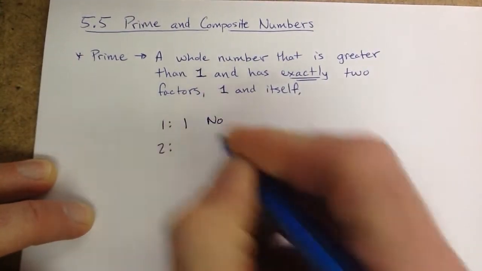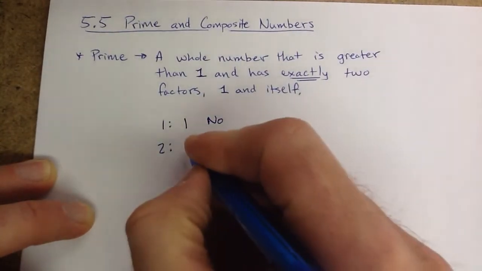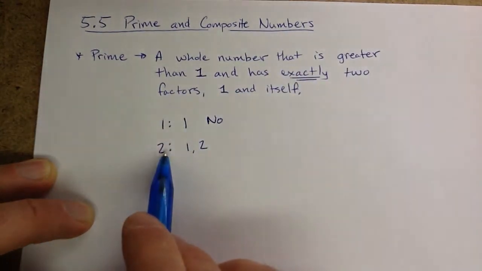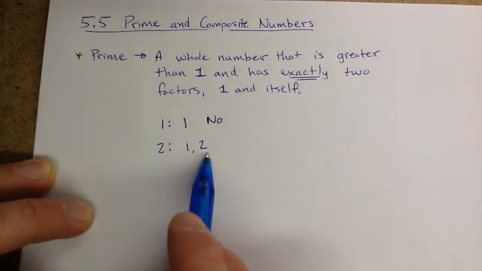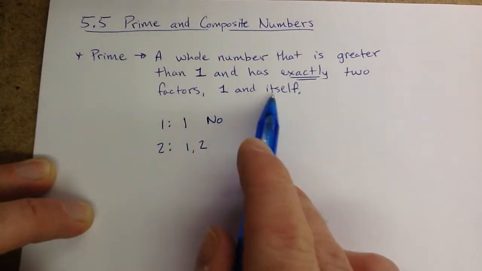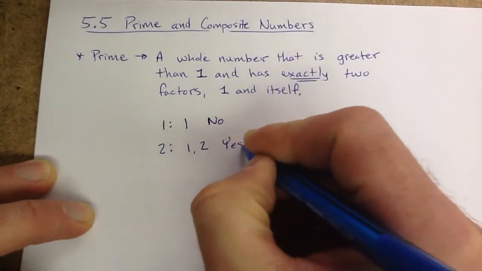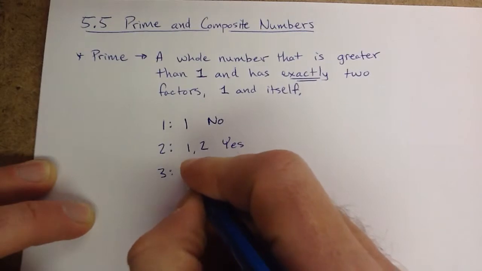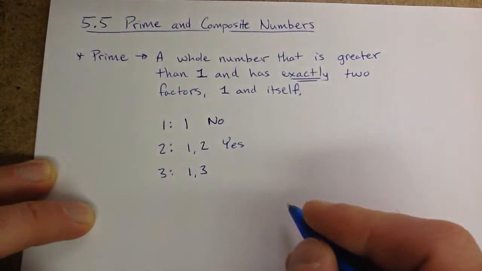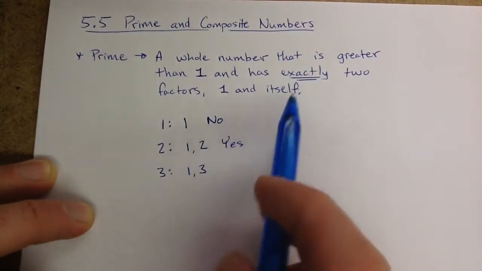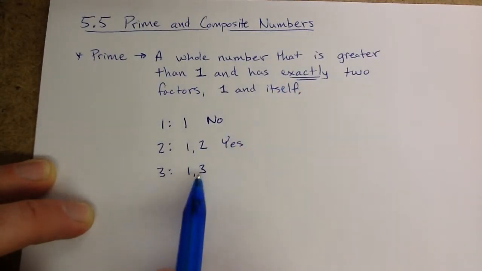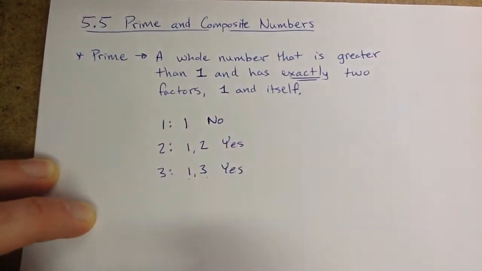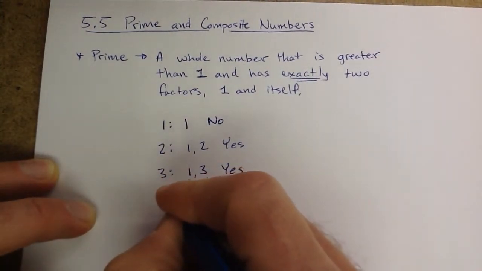Let's try 2. Well, what are the factors of 2? Well, you have 1 and 2. Okay, so it's a whole number. It has exactly two factors, 1 and 2, which happens to be 1 and itself. So this is prime, yes. Let's look at 3. Factors of 3, 1 and 3. Does it have exactly two factors, 1 and itself? Yes, it does. So 3 is prime.